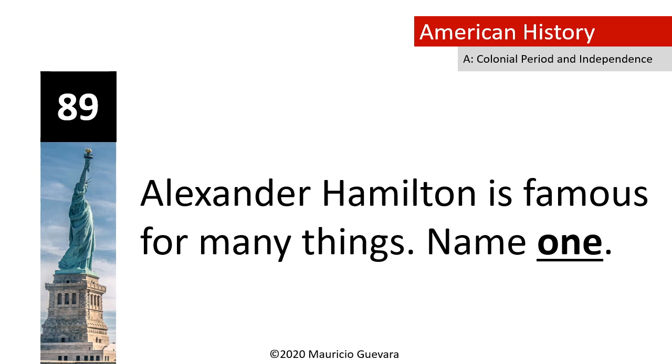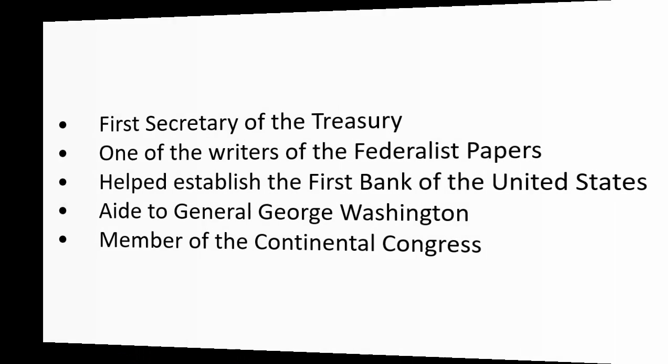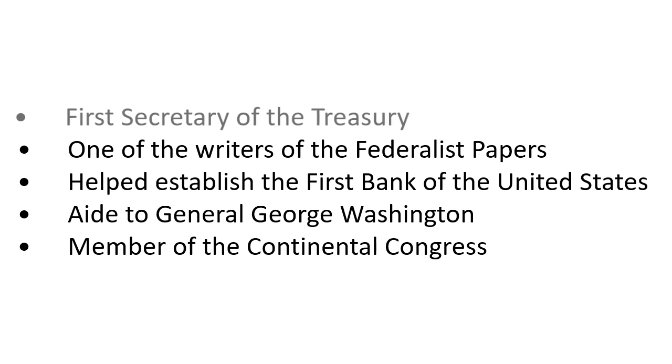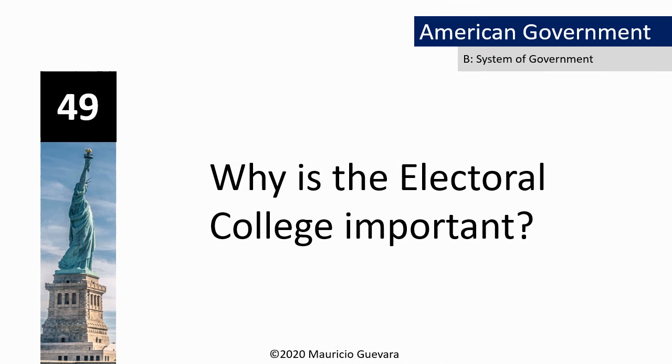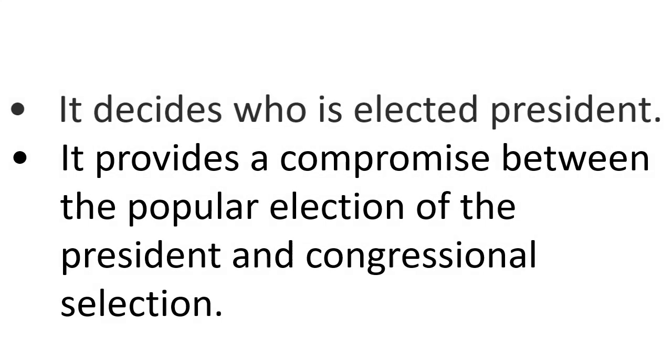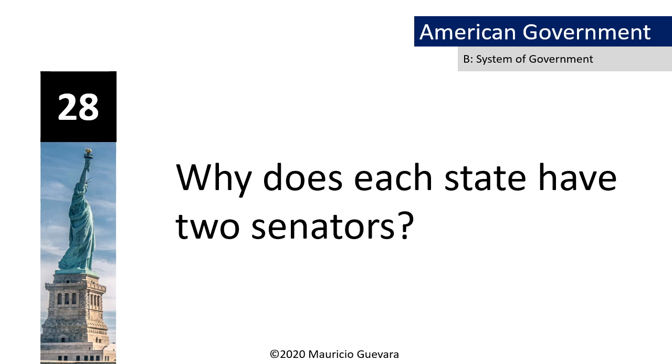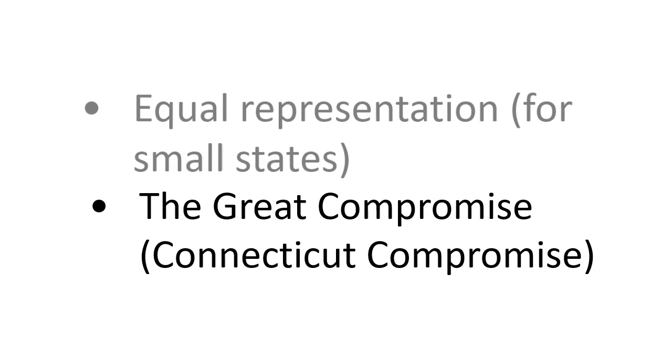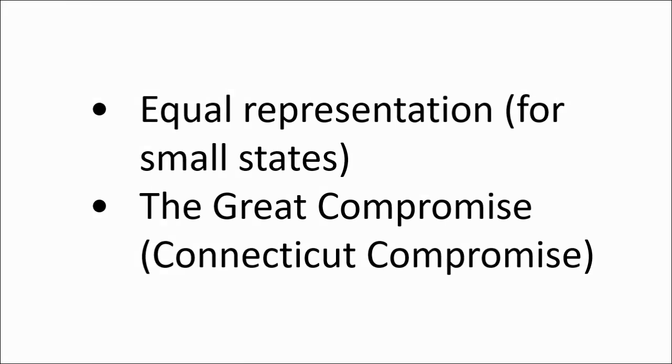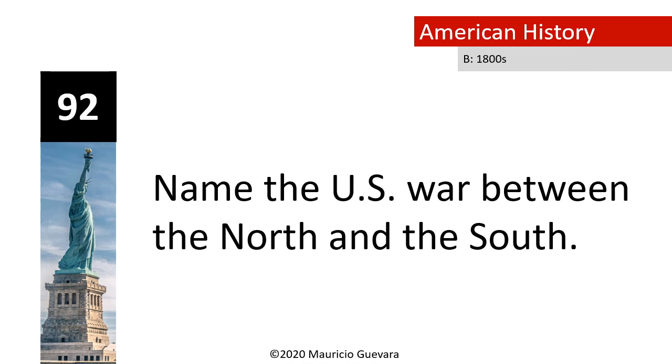Alexander Hamilton is famous for many things. Name one. First Secretary of the Treasury. Why is the Electoral College important? It decides who is elected president. Why does each state have 2 senators? Equal representation. Name the U.S. war between the North and the South. The Civil War.